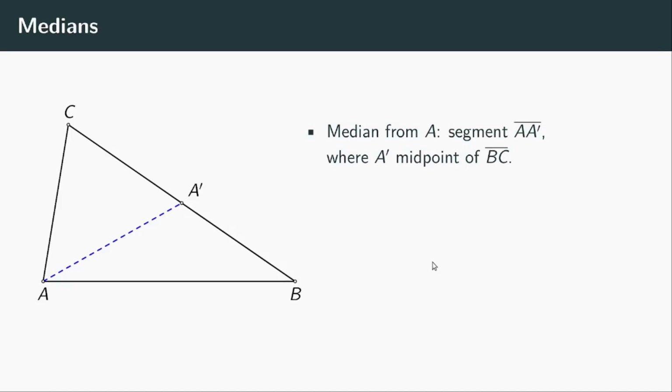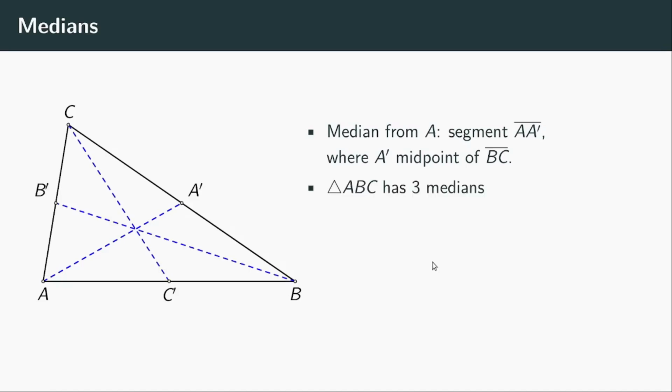So now let's introduce the medians of a triangle. If I take my triangle ABC and construct the midpoint of the opposite side, so let's say I'm interested in A, then I construct A prime as the midpoint of BC, and the segment AA prime is called the median from A. Obviously, a triangle has three vertices, so it has three medians.